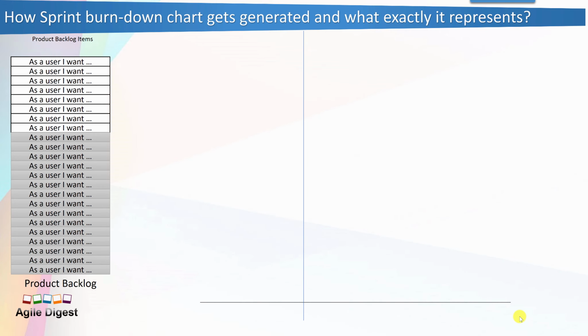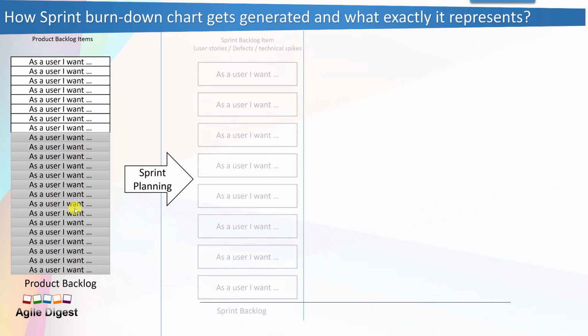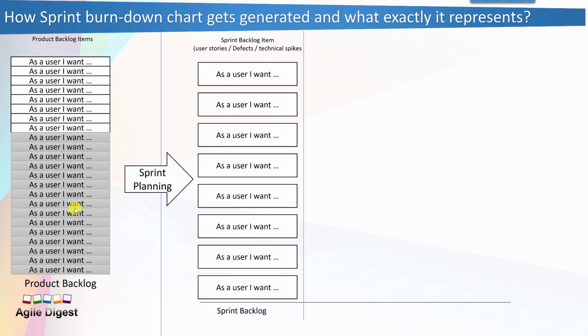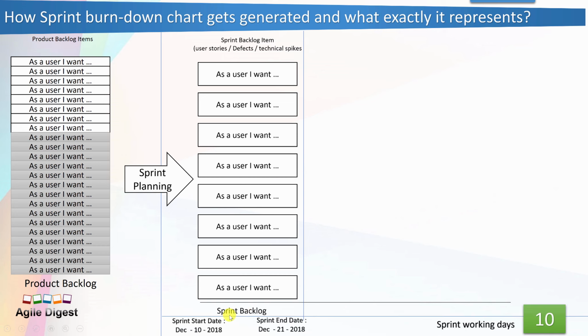Now let's talk about how a burndown chart gets generated. Let's assume you have this backlog, and at the beginning of every sprint you will have a sprint planning meeting, and once you have the sprint planning meeting, you will get a sprint backlog. So your sprint backlog has a scope. You have selected, for example, these many user stories, and that's your sprint backlog. You have a sprint definition that is starting, let's say, on the 10th of December and ending on the 21st of December.